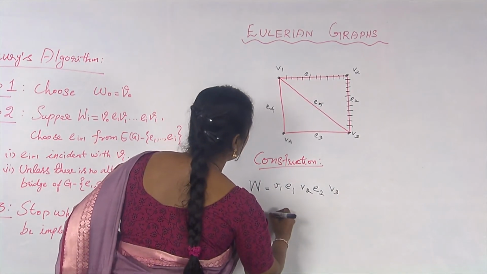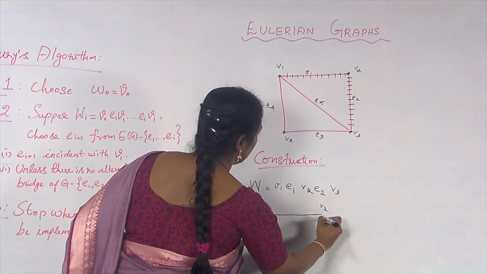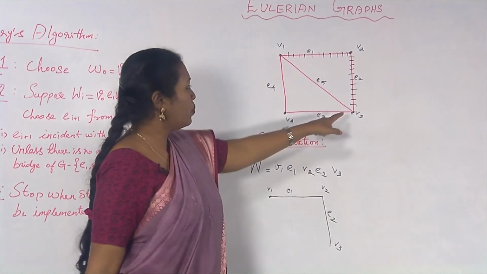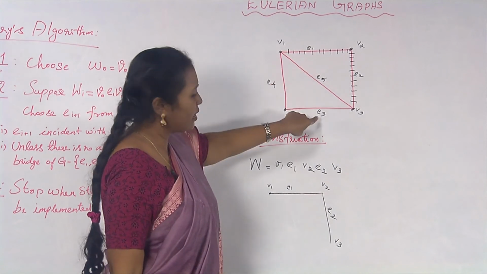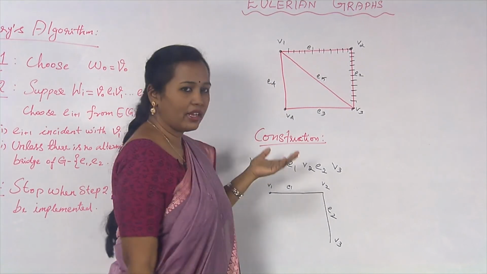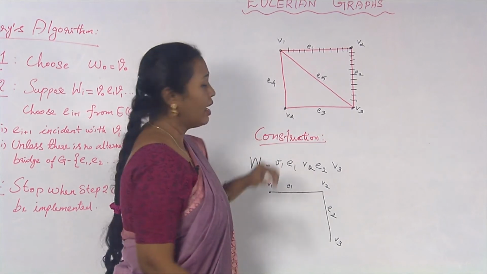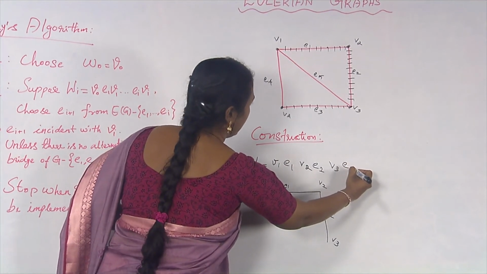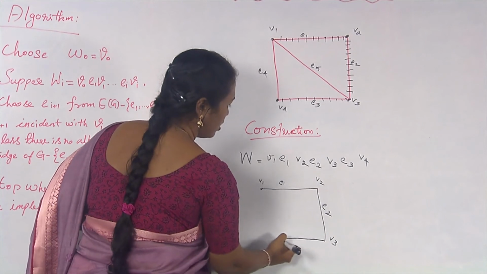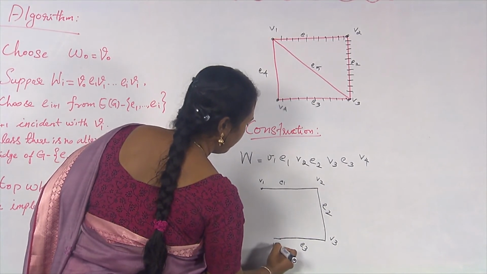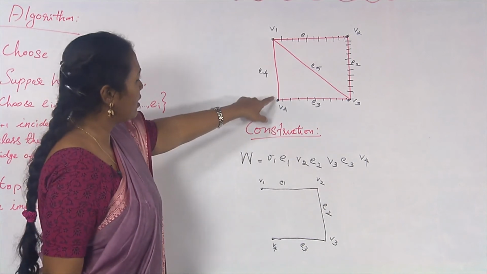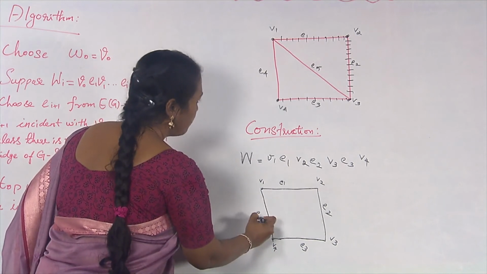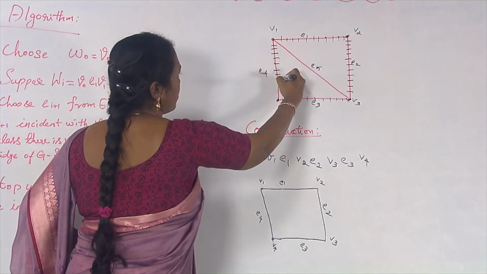Let me construct this here. V1, V2, V3. This is E1 and E2. Now, at V3 there are two choices, namely E5 and the edge E3. I can choose at random any edge. I am going to go with E3, and let me add it here. It is E3, V4. I am done here, and here there is only one choice, namely E4. So, E4, I have chosen this edge.